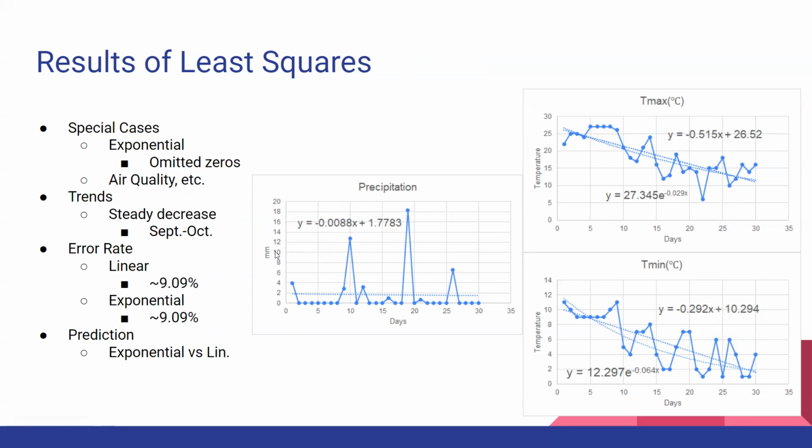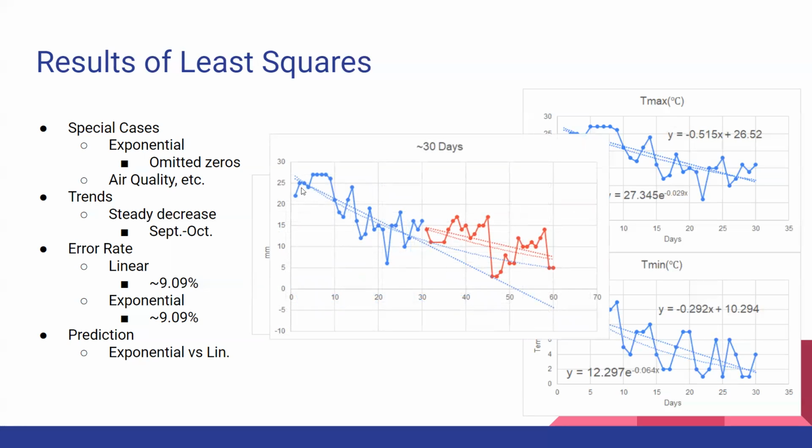And lastly, the prediction: which one is better, in my opinion. I think exponential is much more accurate than linear, and here is why I think that. You can see here in blue, we've taken Tmax and put it up here, and these blue trend lines are the prediction of where the weather should be in the next 30 days. And then in red is the actual next 30 days. So it's not too far off, but it looks like exponential is much more at home than linear is.